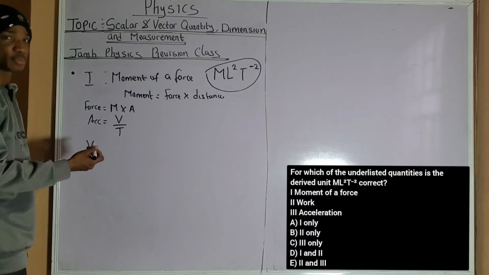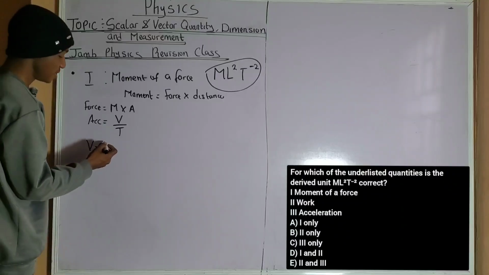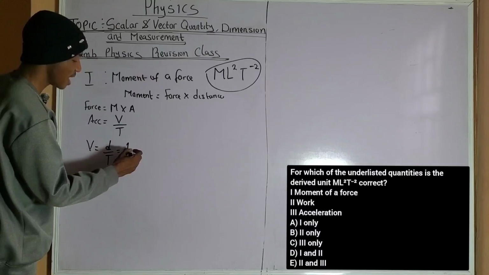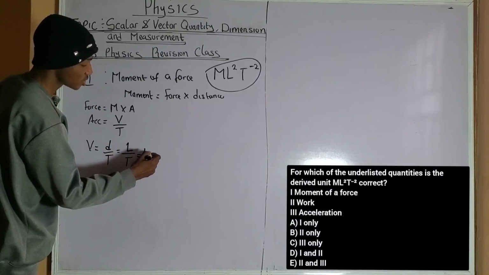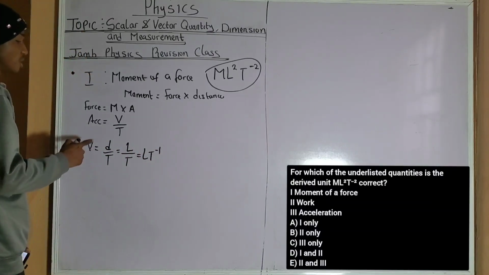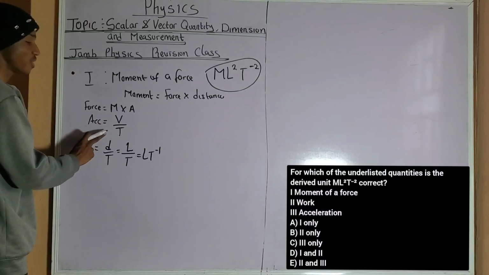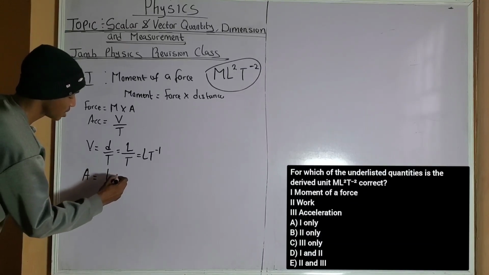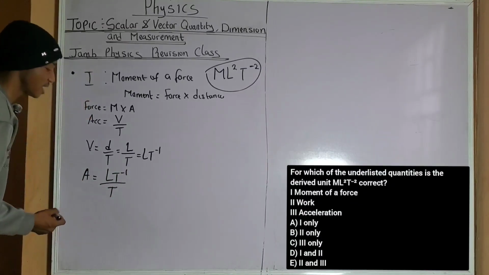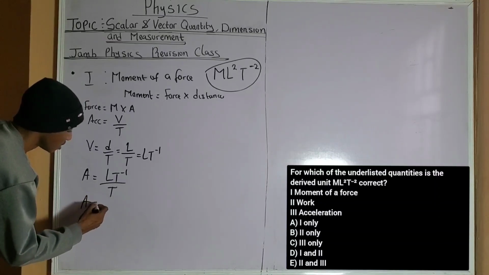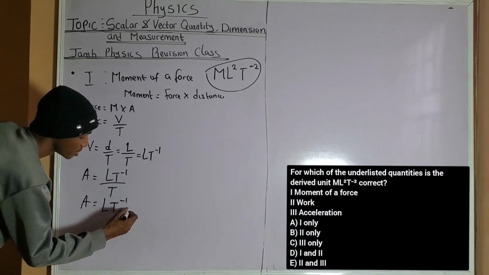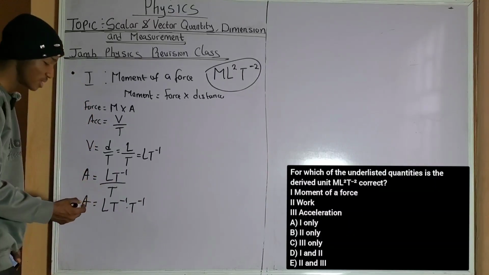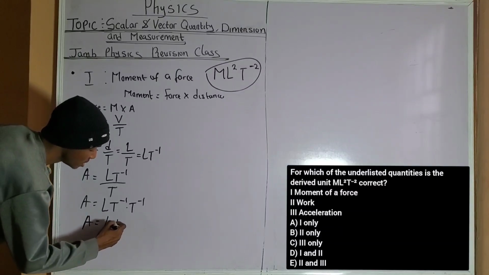Velocity is equals to displacement, or distance that has direction, all over time. Displacement is measured in what? Is measured in length. So I'm going to have L all over T, which is equals to LT raised to power negative 1. Is that not it? Now, let's go back to the formula of acceleration and substitute the value of V as LT raised to power negative 1. So acceleration is equals to LT raised to power negative 1 all over T, right? Now, acceleration is equals to LT raised to power negative 1 multiplied by T raised to power negative 1, because 1 over T will give me T raised to power negative 1. So the dimension of acceleration will be LT raised to power negative 2.